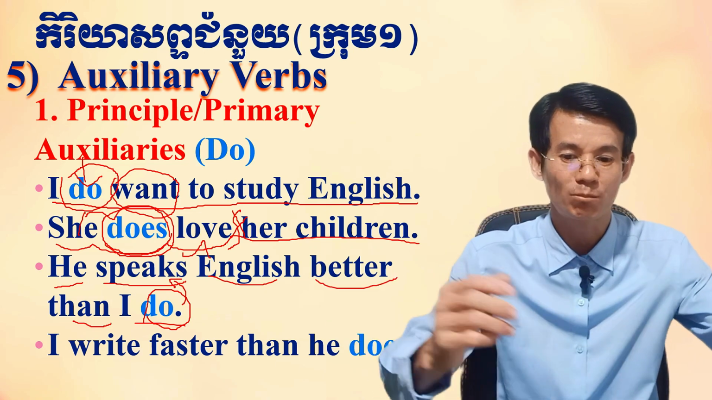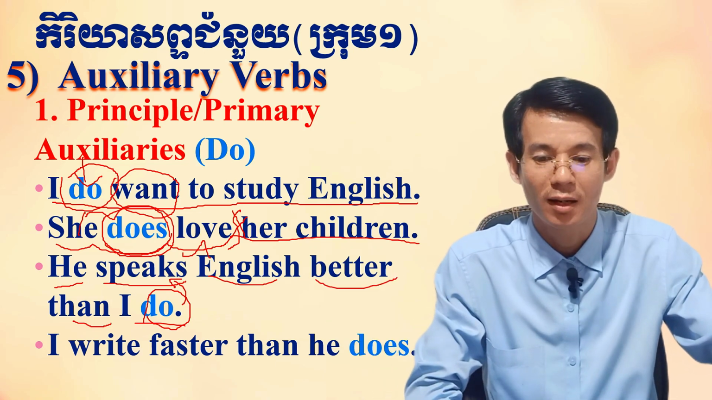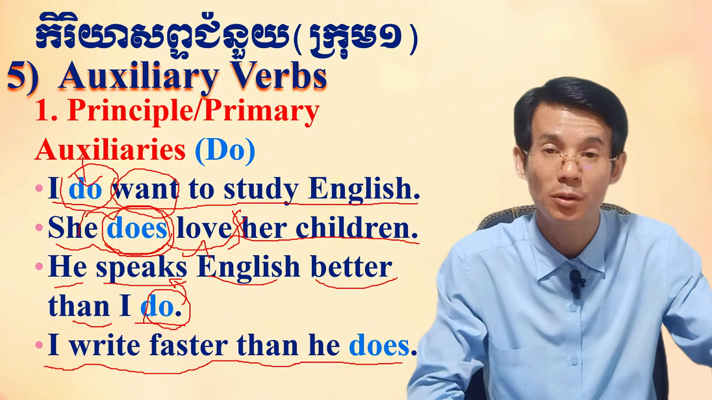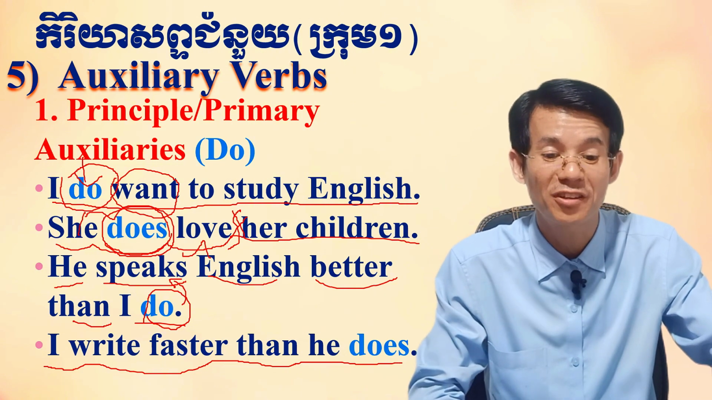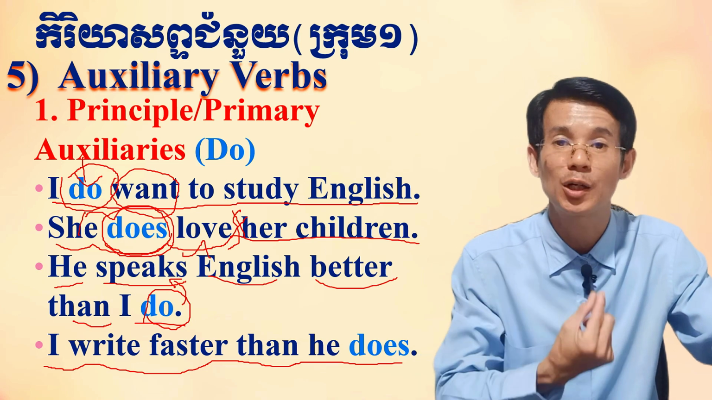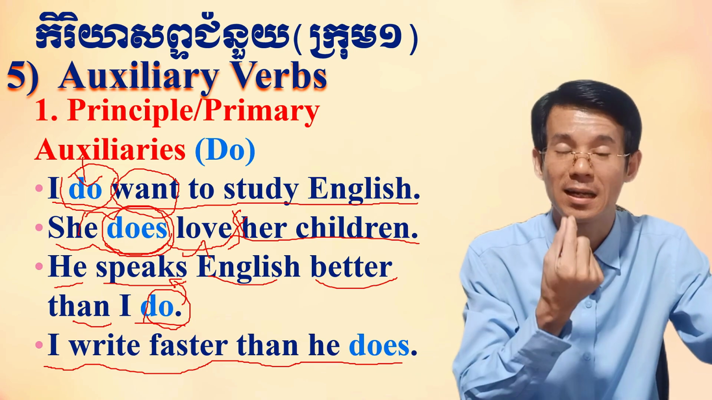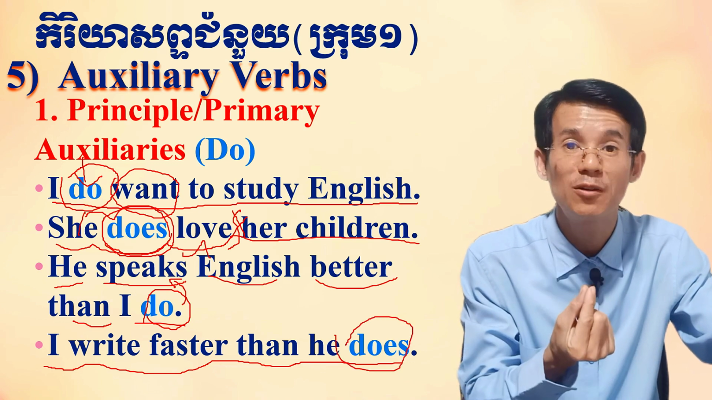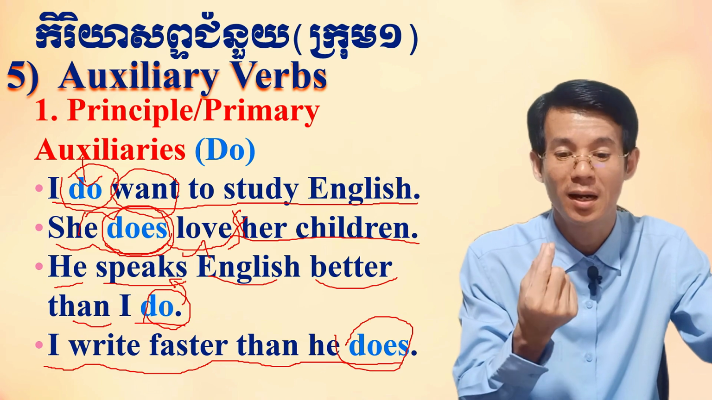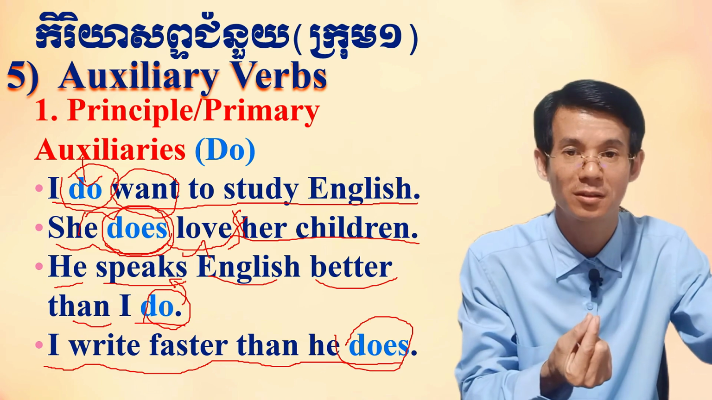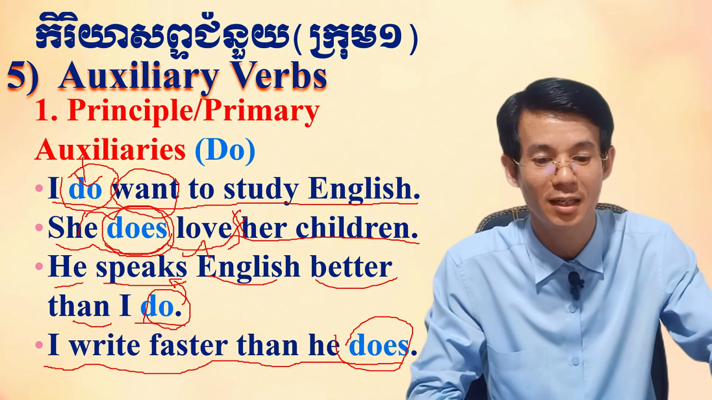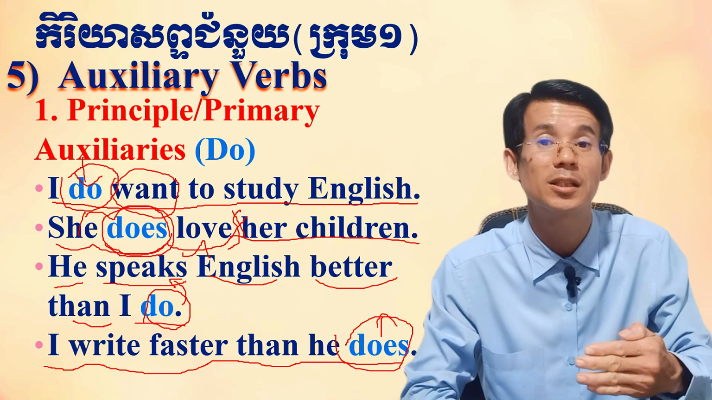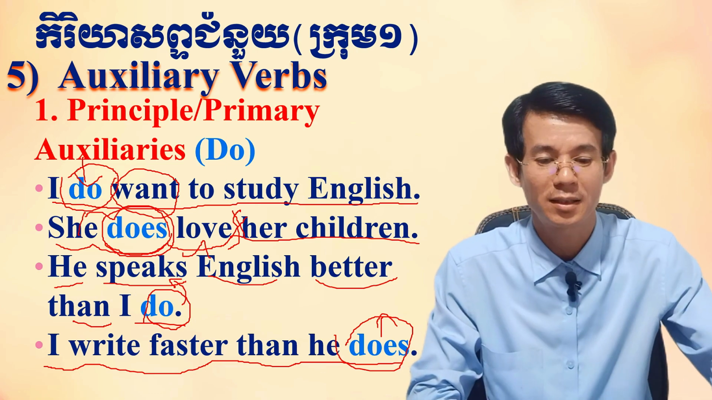Okay, next, I write faster than he does. That means I write faster than he writes. But I don't want to repeat the same verb, writes. So I use does to take the place of the main verb writes. And then it becomes I write faster than he does. Okay, we can say it this way. This does replaces writes.